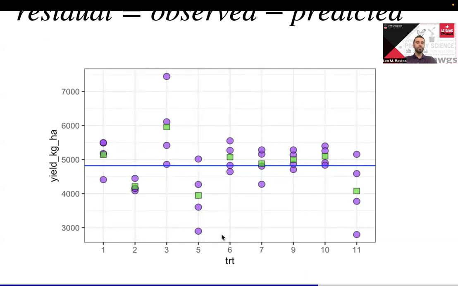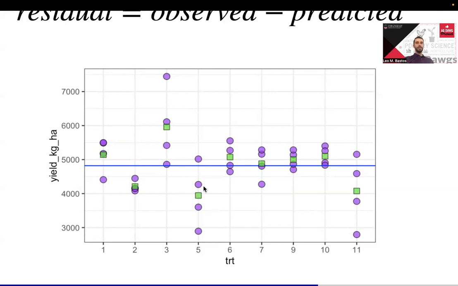So the residual for each one of the observations would really be the distance between the point and the treatment mean. This distance here is what's left, what the model cannot explain, right? Because if the model is giving you a prediction for the treatment mean, it is giving you the green dots.